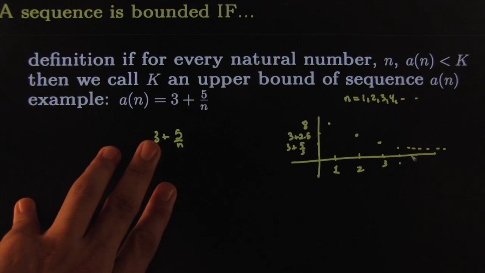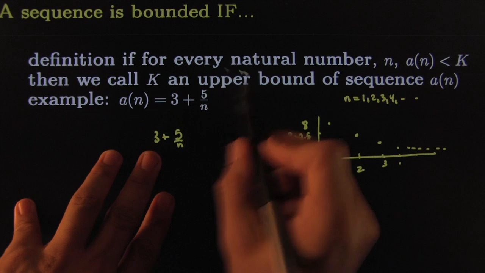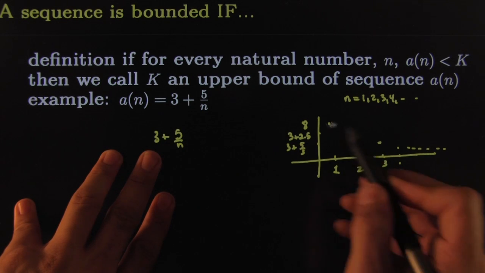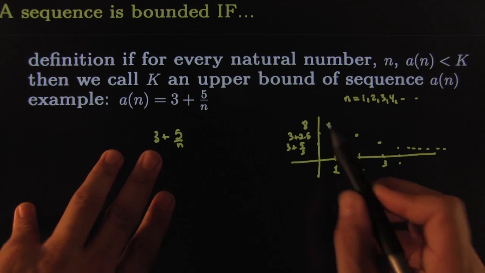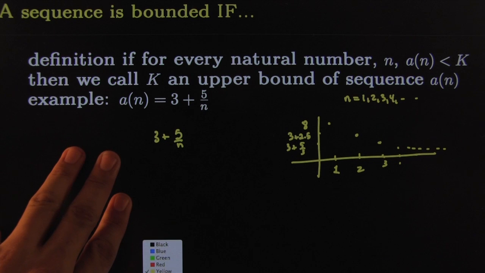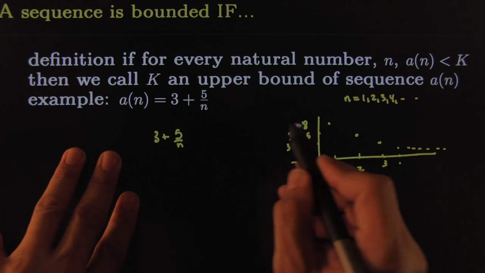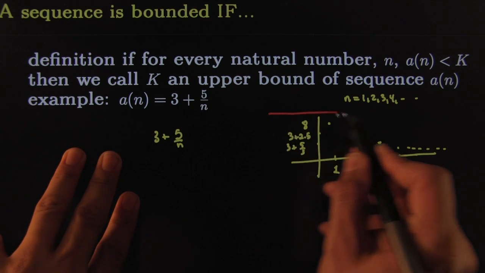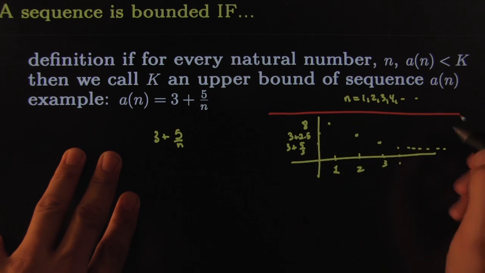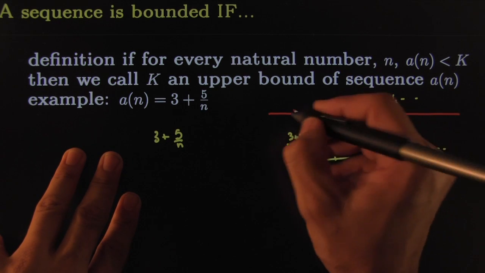Alright, now so bounded, we were talking about bounded. You see that the highest that this function got was 8. So I could pick another color here, like red.